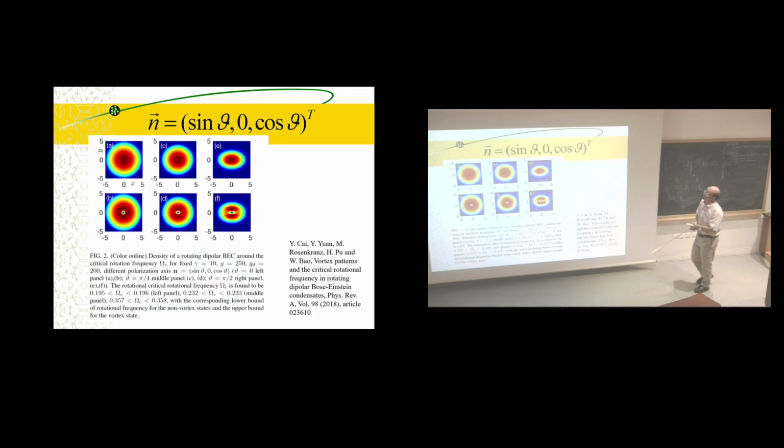For example, if I choose my n as sin theta, 0, cos theta, then theta equals 0 gives 001. Basically the dipole direction is along the z direction. However, if I choose theta equal pi over 2, n becomes 1, 0, 0. So you can see here, even if my trap is radially symmetric, sphere symmetric, you can say this is a ground state.